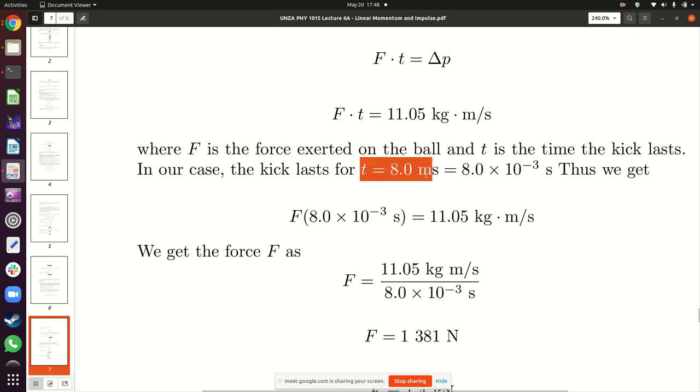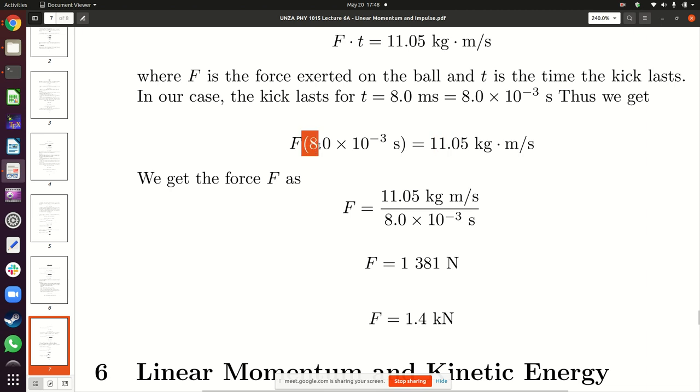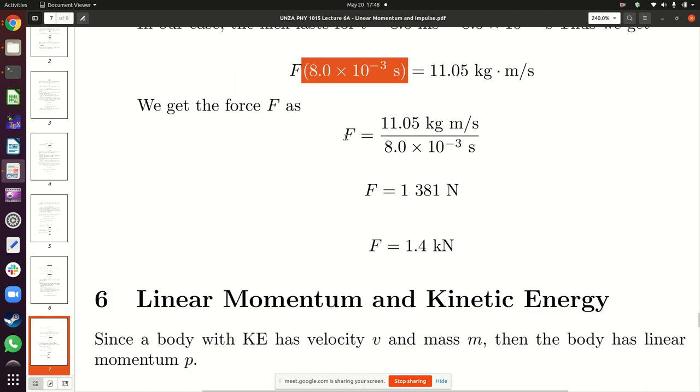We know that the kick lasts for 8 milliseconds, which is 8 times 10 to the power minus 3 seconds. So when we substitute for the time, you end up having force times 8 times 10 to the power minus 3 seconds equals 11.05 kgs meters per second. You divide both sides by the time the kick lasts, so you end up having F, the kicking force, equal to 11.05 kgs meters per second divided by 8 times 10 to the power minus 3 seconds. And this whole thing gives you a force which is equal to 1381 newtons. So you can approximate that the force is going to be equal to 1.4 kilonewtons.